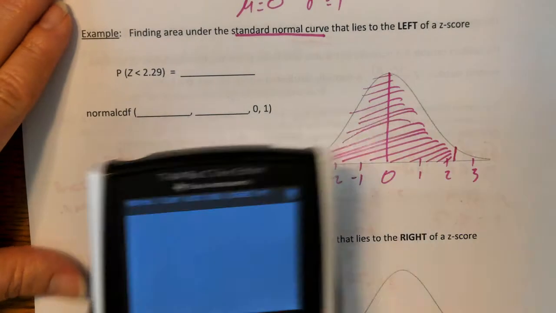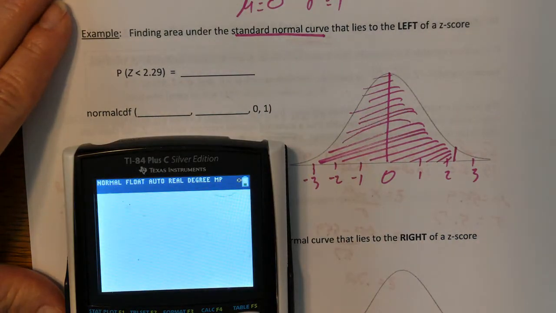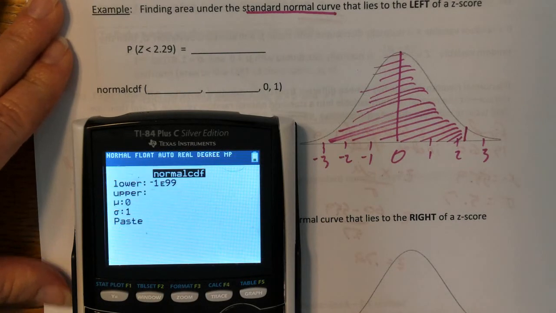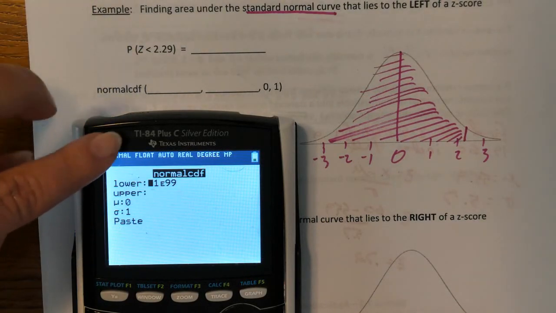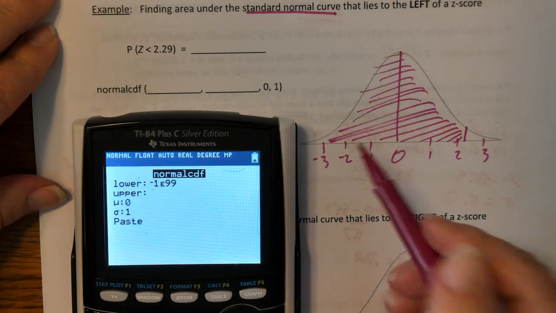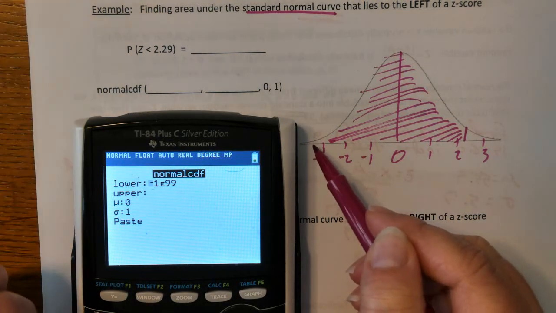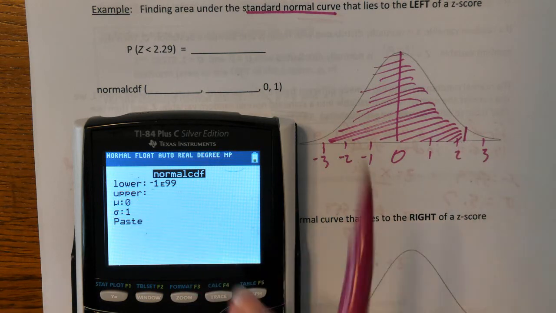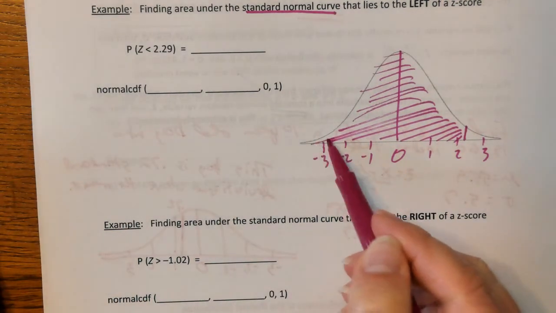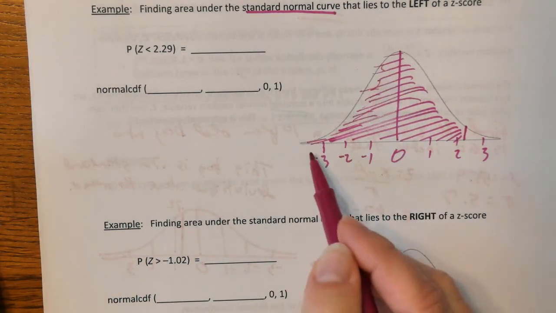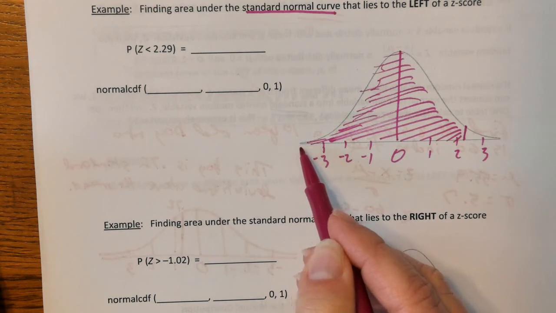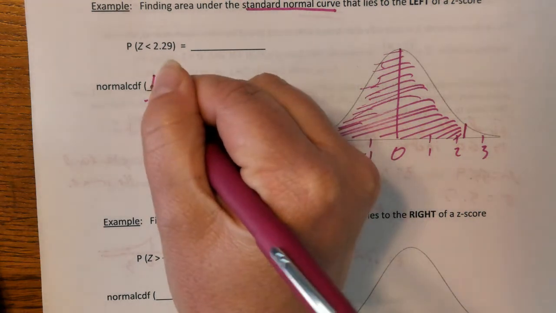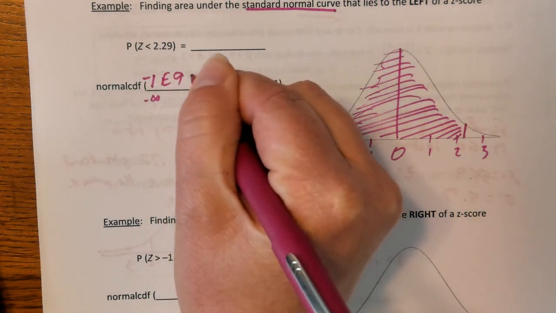So in our calculator, we're going to hit second vars. We are going to pick normal CDF. Now notice my calculator, if you're using an 84, will prompt you. What's the lower edge number? What is the upper number? What is your mean? What is your standard deviation? Our lowest number, how low did our shading go? It went down here to negative infinity. But we don't have a way of typing negative infinity in our calculator. So we're going to type negative 1 E99.